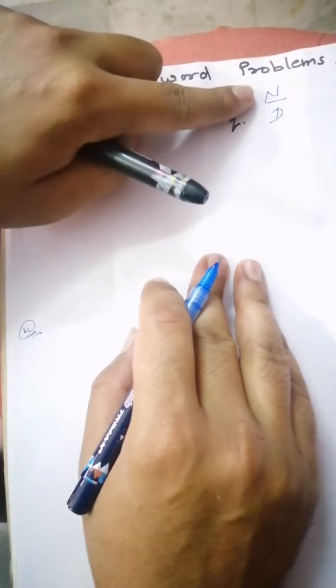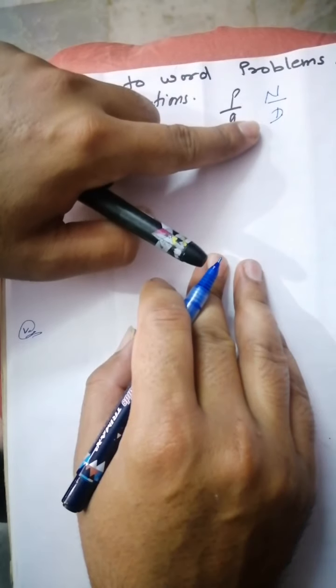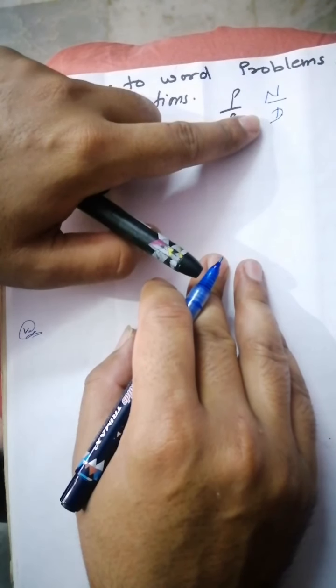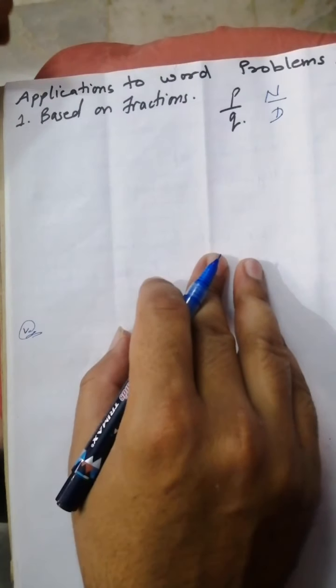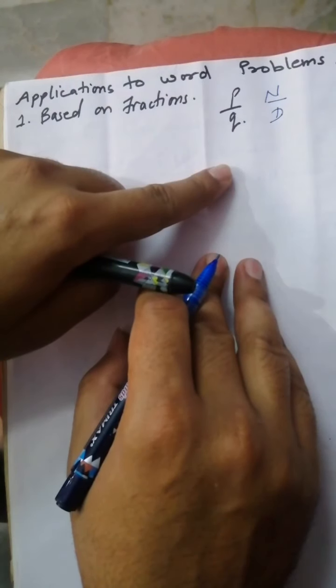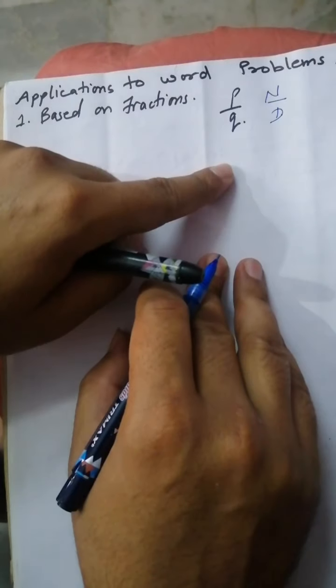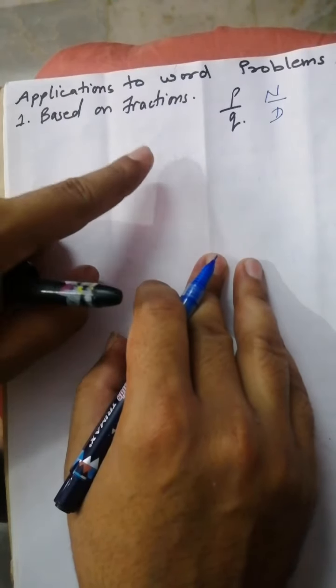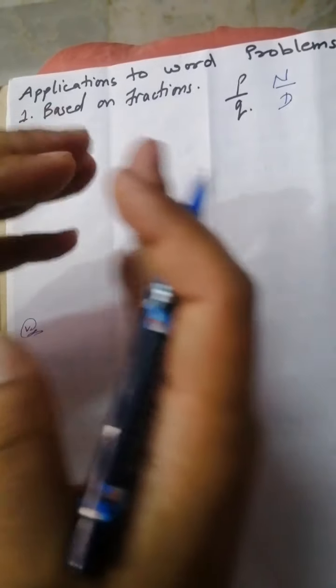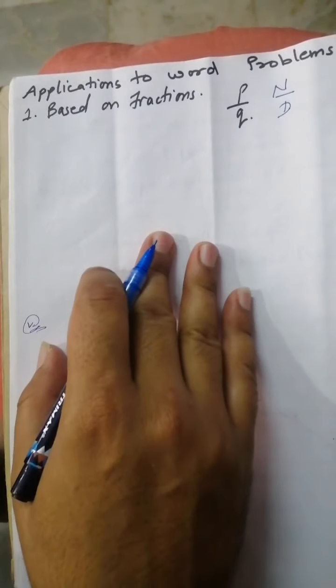The upper part is called the numerator, and the lower part is called the denominator. So if any number or any equation is in the form of p upon q, or you can say numerator upon denominator, then it is based on fractions. So we have to form the equations which are based on fractions. We are forming this equation by taking an example.